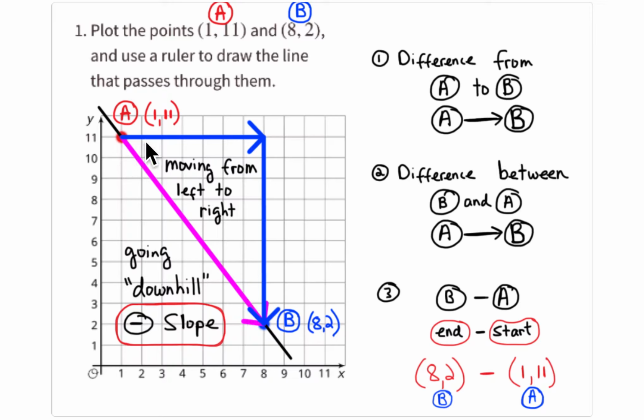And I'm drawing these arrows this way because we're going to slide the slope triangle. So this becomes the slope triangle. We're going to slide the slope triangle down, and then we're going to slide it in the opposite direction. We're going to slide it down and then to the left. But this is the slope triangle. So you're moving from the left to the right, you're going downhill. So this is a negative slope.